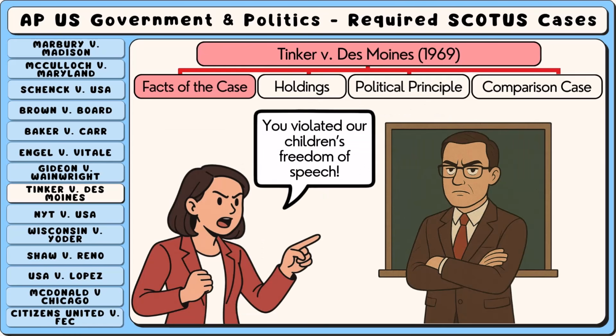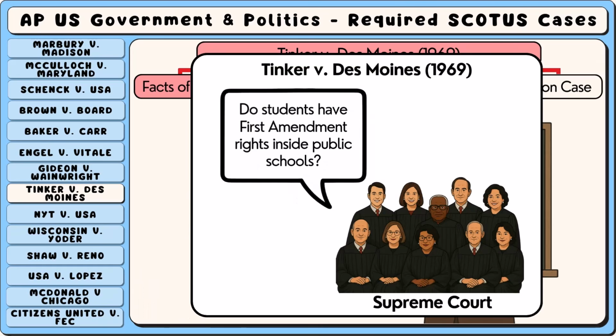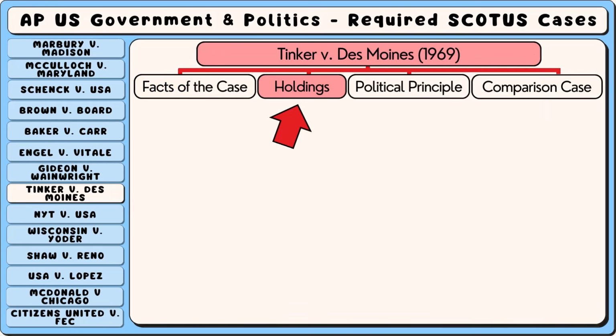Their families believed the school had violated the students' freedom of speech, so they challenged the punishment in court. This raised one big question for the Supreme Court. Do students have First Amendment rights inside public schools, and can schools punish students for peaceful political expression? So, let's look at the court's holdings.